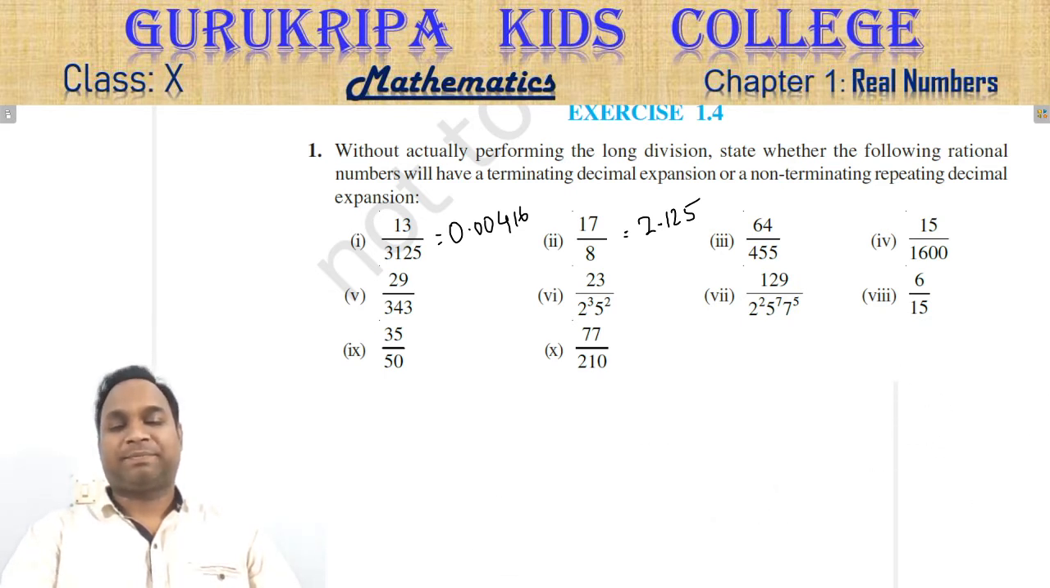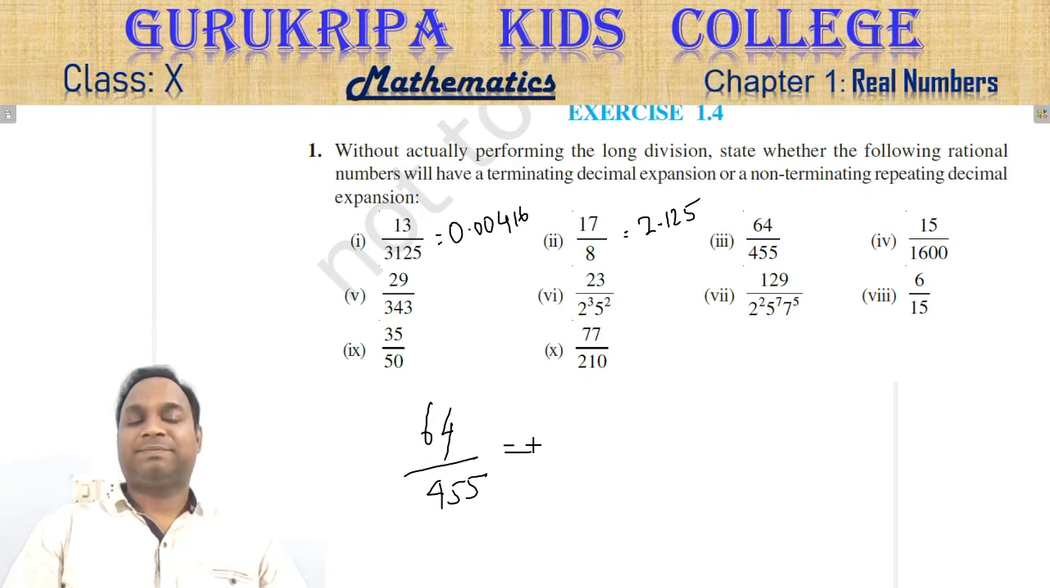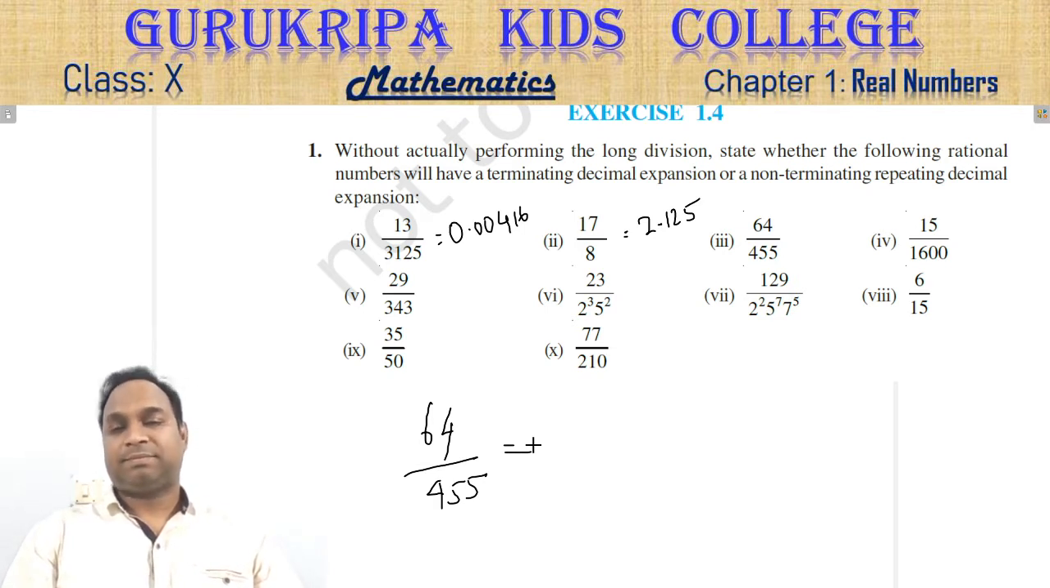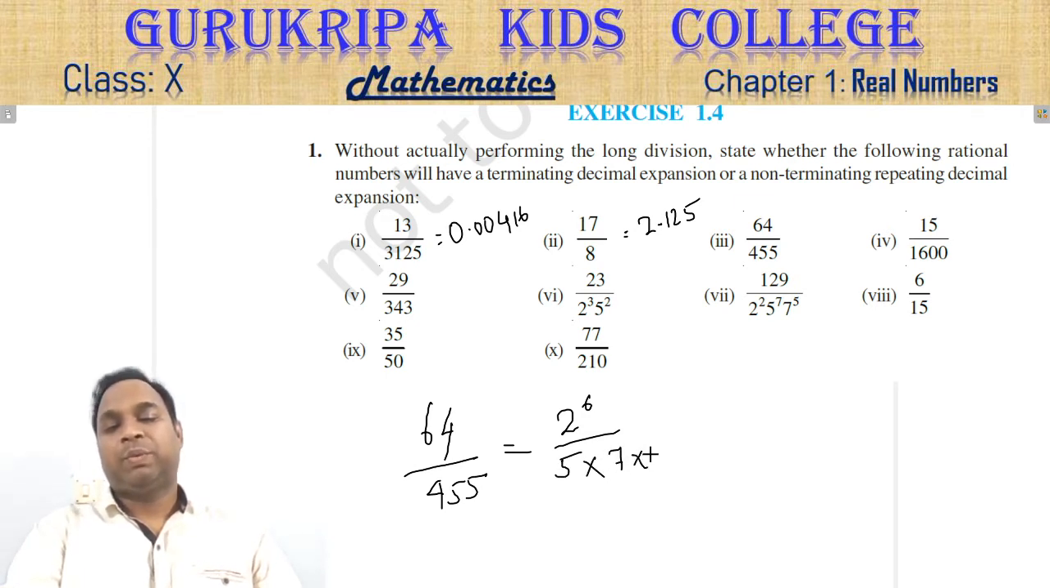Let's come to question number 3. 64 divided by 455. Will it be terminating or non-terminating? What will it be? Let's factorize. Numerator is 2 to the power 6, and what is the denominator? 5 into 7 into 13. You can actually do the division and find you'll get this only. Okay, so this is non-terminating.